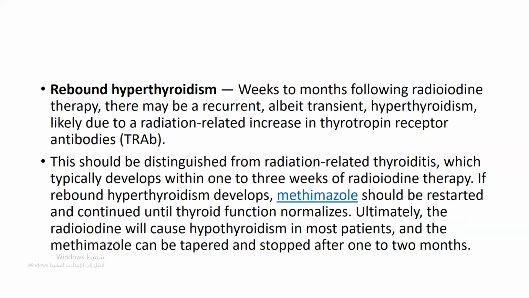Rebound hyperthyroidism can occur weeks to months following radioiodine therapy. There may be recurrent, albeit transient, hyperthyroidism, likely due to a radiation-related increase in antibodies. This should be distinguished from radiation-related thyroiditis, which typically develops within 1 to 3 weeks of radioiodine therapy. If rebound hyperthyroidism develops, methimazole should be restarted and continued until thyroid function normalizes.